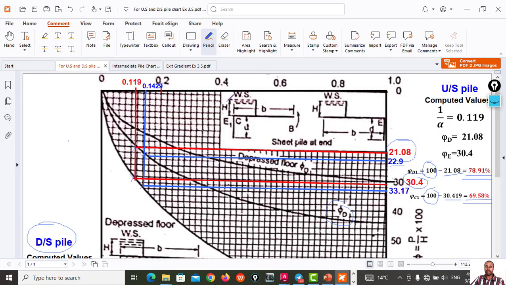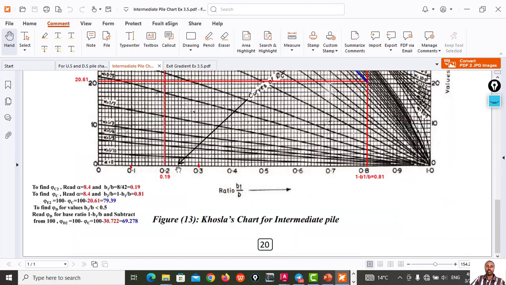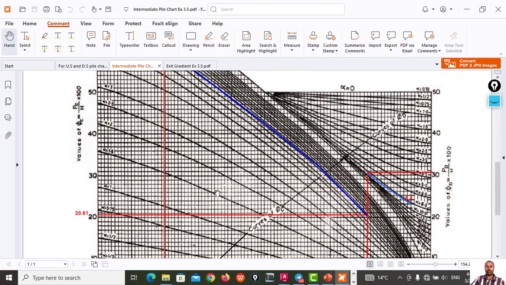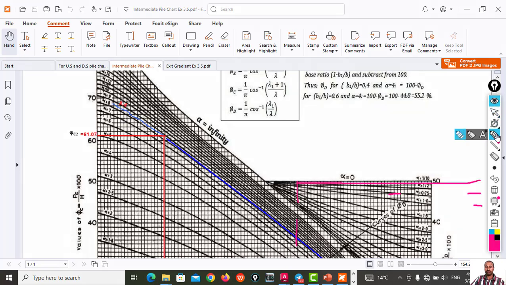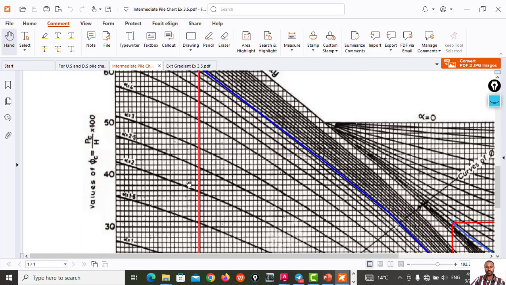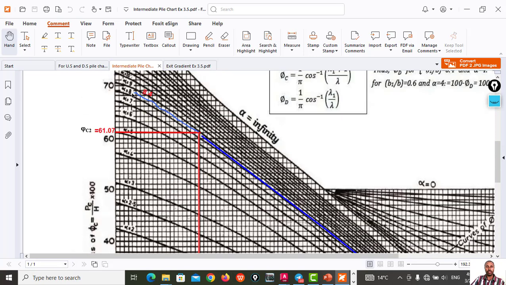Let's go to the chart for the intermediate pile. This is Khosla's chart for the intermediate pile. So you have alpha 8.4. This is 8.4, you can see here 8.4. You see, this is 8.4, 8, 9. These are alpha curves of phi C and phi E. So you have 8.4 around here. You just go like this.